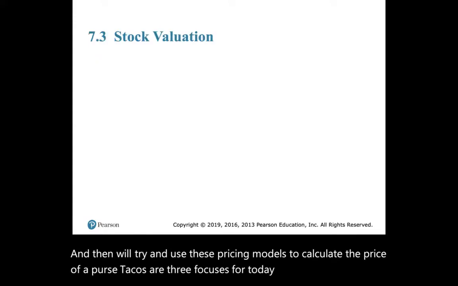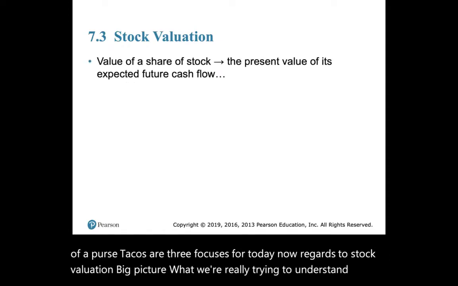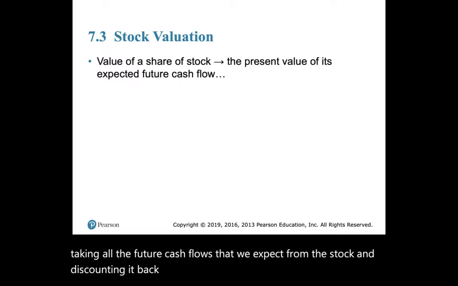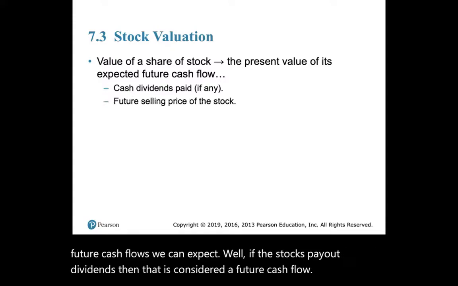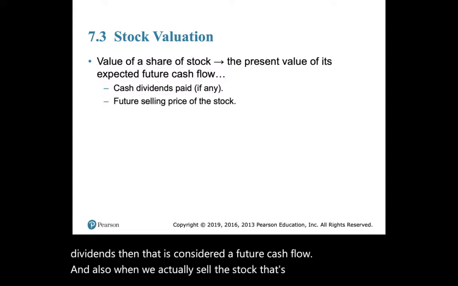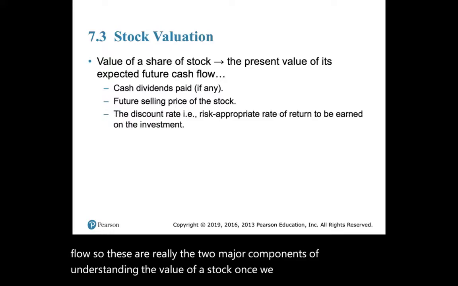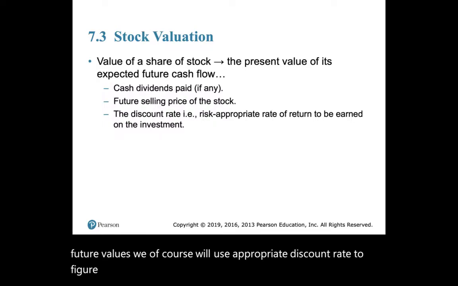Now in regards to stock valuation, big picture, what we're really trying to understand is taking all the future cash flows that we expect from the stock and discounting it back to the present value. Okay. Now, in terms of what future cash flows we can expect, well, if the stocks pay out dividends, then that is considered a future cash flow. And also, when we actually sell the stock, that's also a future cash flow. So these are really the two major components of understanding the value of a stock. Once we understand those future values, we of course will use an appropriate discount rate to figure out the present value.